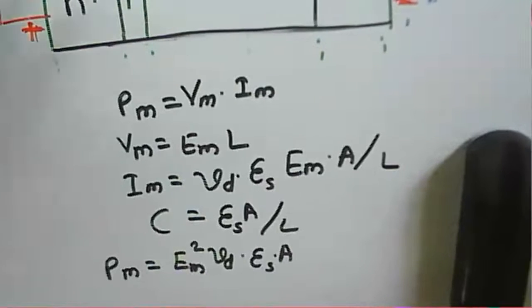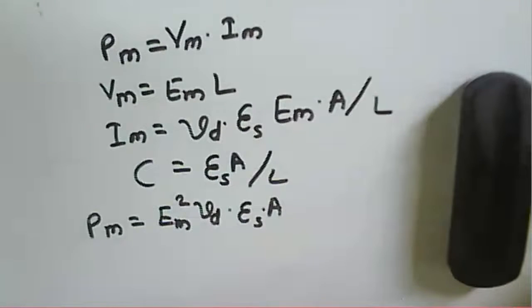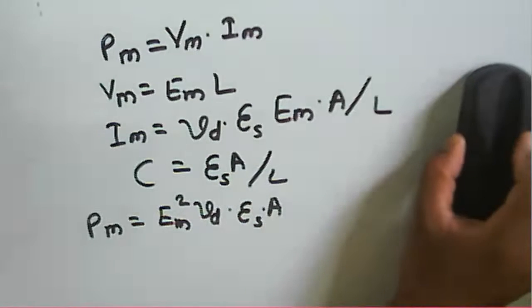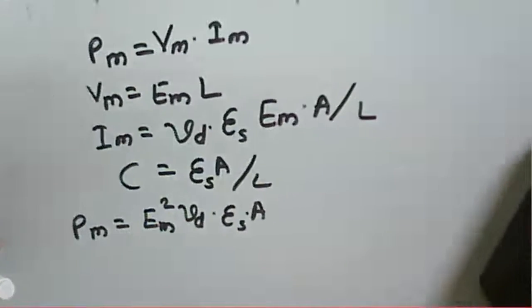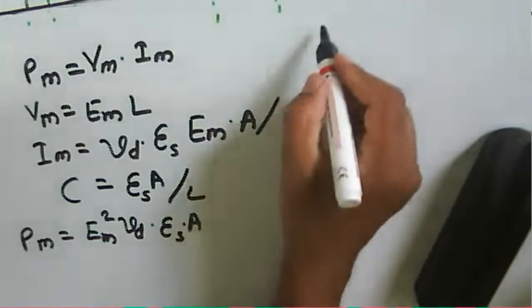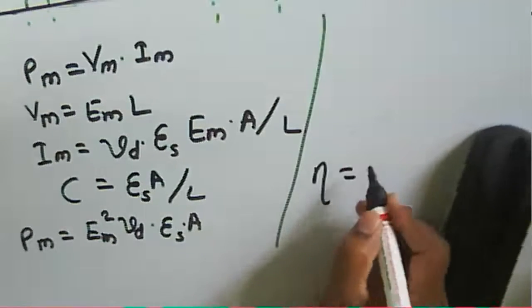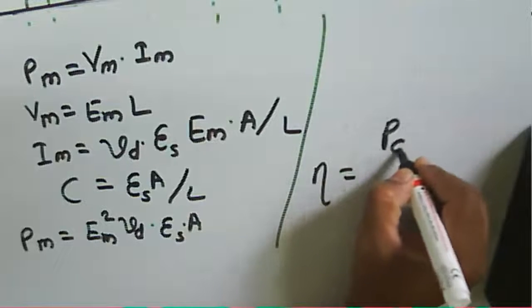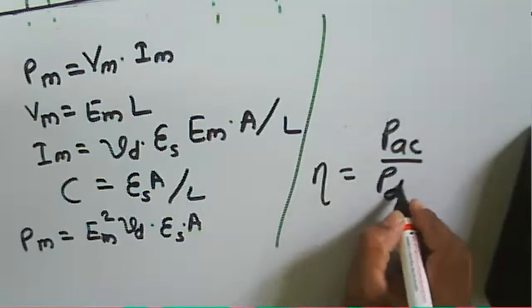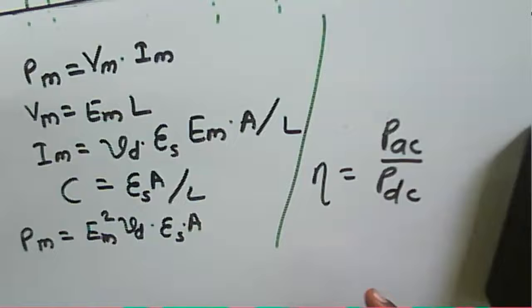Okay, so this one, we will get the value of this PM here. And then the efficiency. Okay, so efficiency I'll write here. So efficiency is equal to the PAC and PDC here. So we'll get the efficiency for the given particular time.